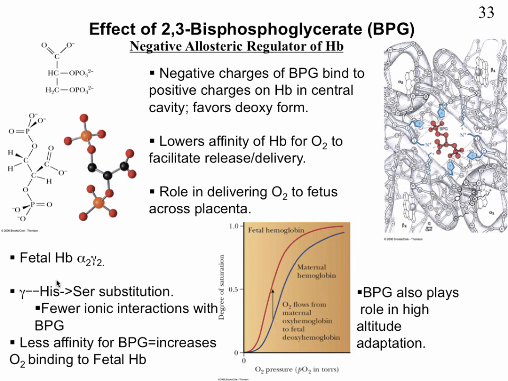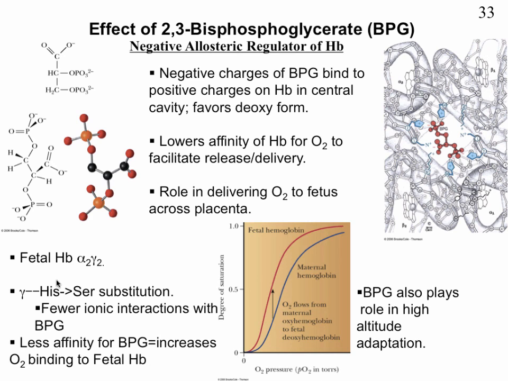another regulator of hemoglobin, another allosteric regulator, which is called 2,3-bisphosphoglycerate, so it's BPG. And like I said, this is a negative allosteric regulator, which means that it's going to prevent or inhibit oxygen from binding to hemoglobin. So this is 2,3-BPG right here, and it's got all these negative charges, coming from the carboxylate group and 2 phosphate groups. And what it does is it stabilizes the deoxygenated form of hemoglobin, the low oxygen affinity state.